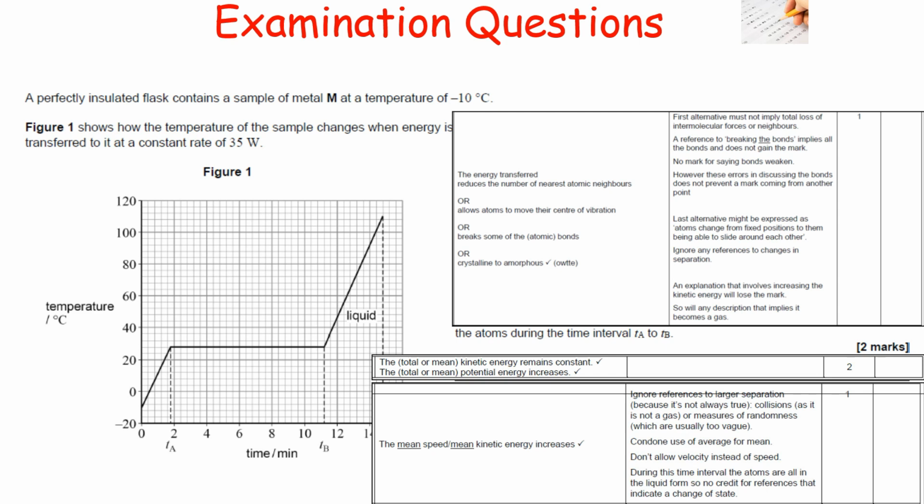Well, it's important to note that the kinetic energy remains constant, because the temperature, which is a representation of kinetic energy, stays the same. But the potential energy increases. How do we know that? Because it's a flat line, so there must be a change in state. And because we're heating it up, we're putting energy into it, so therefore the potential energy increases.